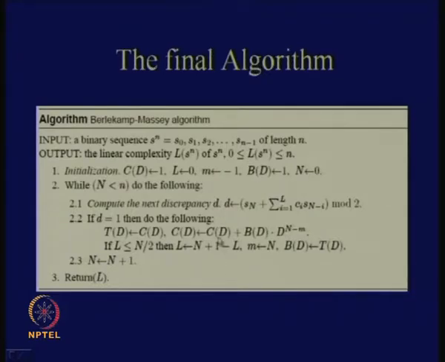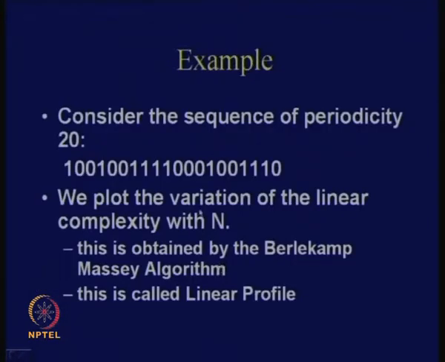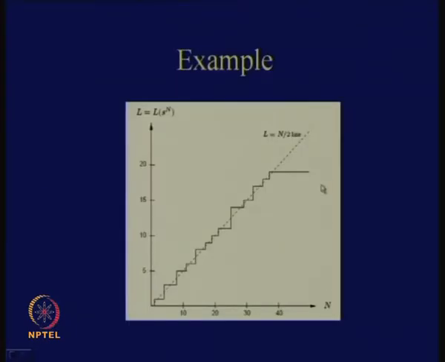Okay. So, you can work through the details of this thing, but I will tell you one thing, that until unless you work with your hand, you will not be so clear. So, therefore, please go back and work with some toy examples. Consider the sequence of periodicity 20. So, this is for example, a sequence. You can actually plot the variation of the linear complexity with n by calculating this using the Berlekamp-Massey algorithm. And this is actually called the linear profile. So, you can actually plot them and it will look like this.